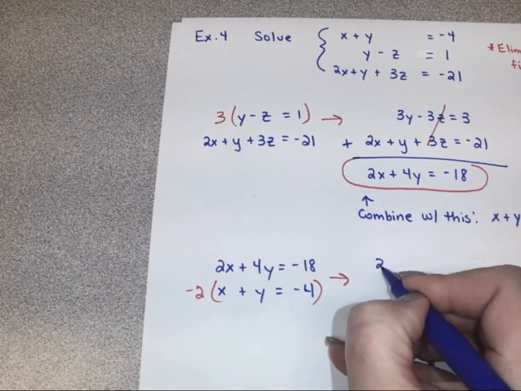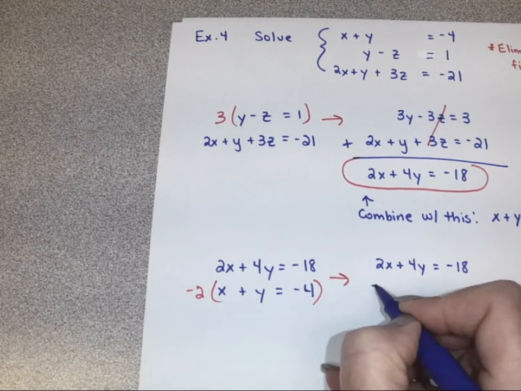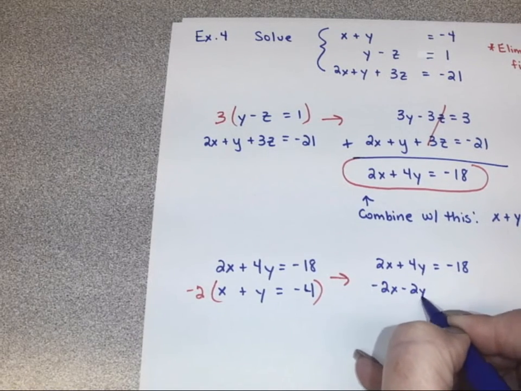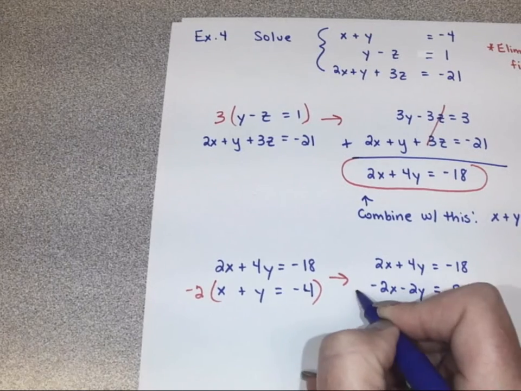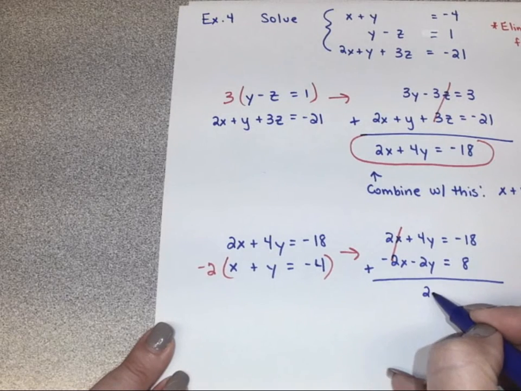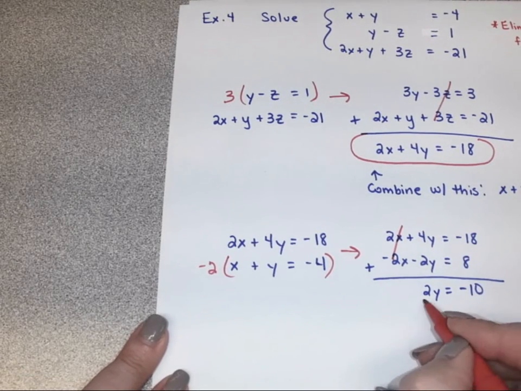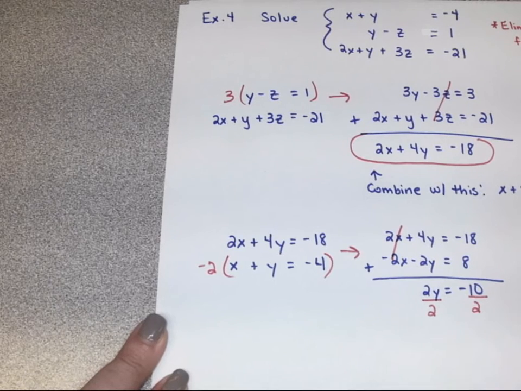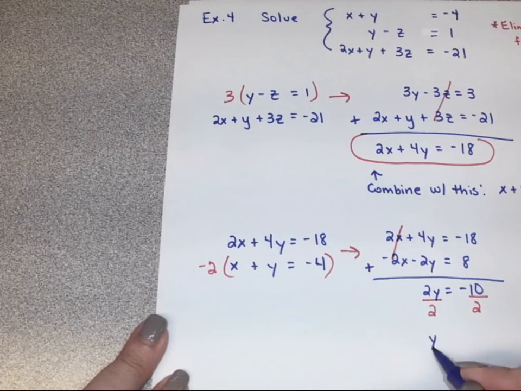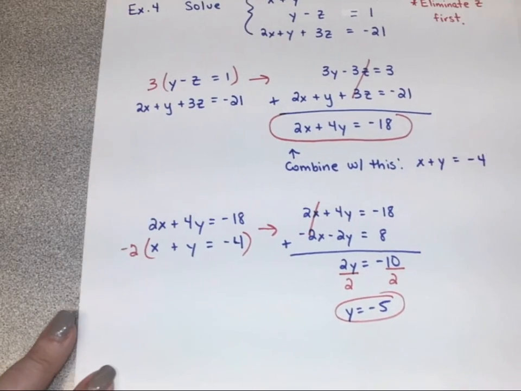So I'm going to get 2x plus 4y equals -18, and -2x minus 2y equals 8. Remember, everything gets multiplied by that -2. So just like I wanted, x is gone, and now I've got 2y equals -10 for y. So when I divide by 2, I get that y is -5. So I've got a third of my answer completed.